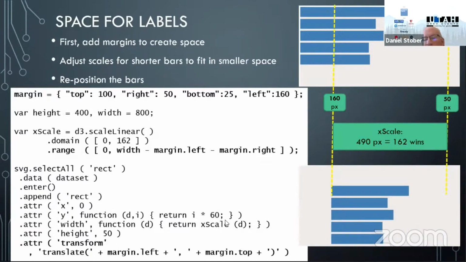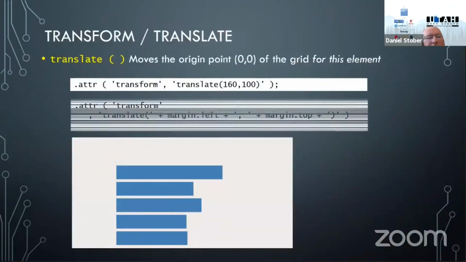Now you may notice that my bars also moved over. They're no longer along the left side. And I didn't talk about how I accomplished that, but there's one more attribute that I've introduced to you down here below, and that's transform. So I'm going to talk about that on the next slide here.